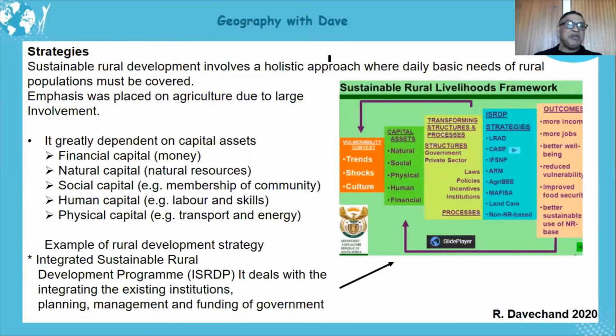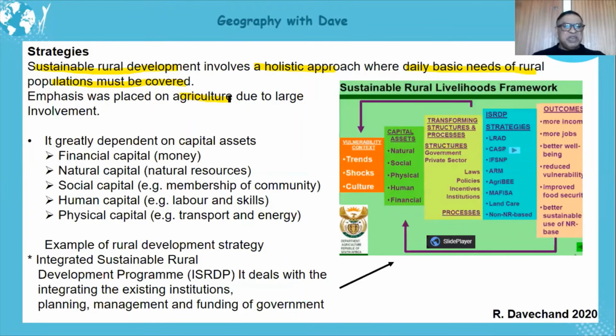Now, we need to look at sustainable rural development, something that will be over a long period of time. This involves a holistic approach where the daily basic needs of rural populations must be covered, so that we can have it prolonged. If you know the old saying, give a man a fish, he eats for a day; teach a man to fish, he'll eat for a lifetime. So we're looking at the long term. The emphasis here will be based on agriculture in the rural areas. Why agriculture? Because a lot of people are involved in it in many countries, especially the developing countries. So let's use that and expand on it.